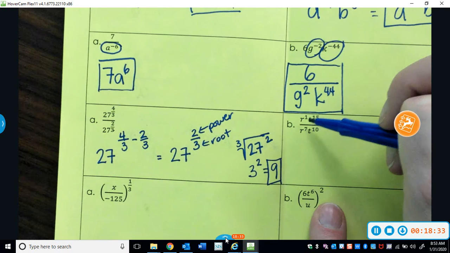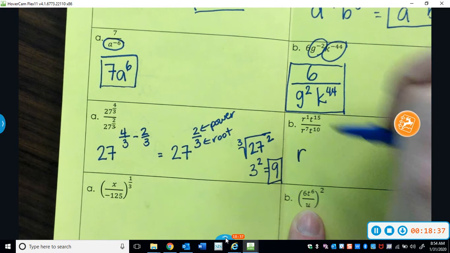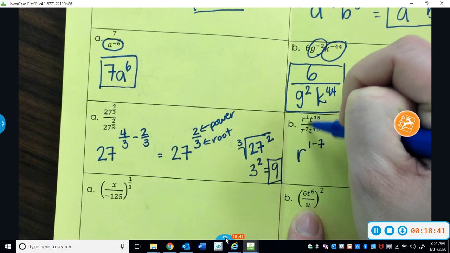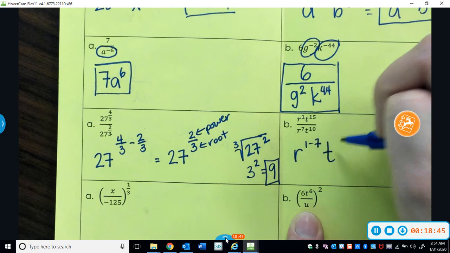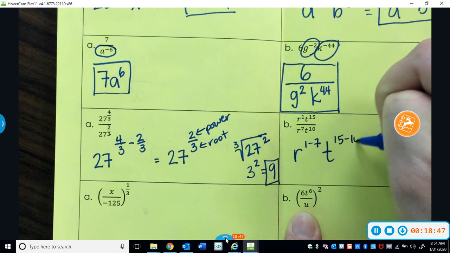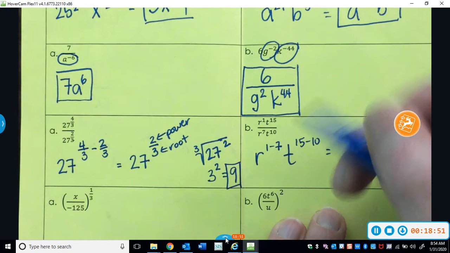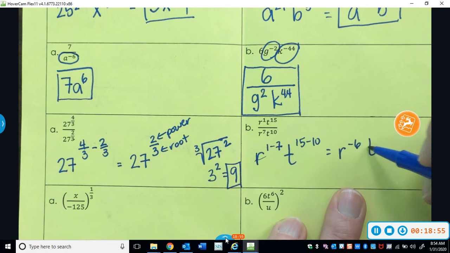Okay, so if I look at the next one, I have r's that have the same base. I'm going to rewrite it as r, and I'm going to be subtracting the exponents. I'll have 1 minus 7. And then I have t's as well, so I'm going to rewrite them with one base, where I'm doing top minus bottom, so 15 minus 10. So if I start to simplify that, my new exponent for r is going to be negative 6, and my new exponent for t would be 5.